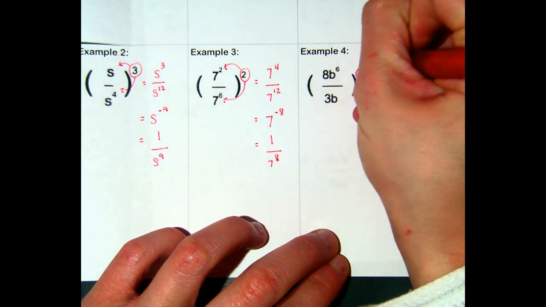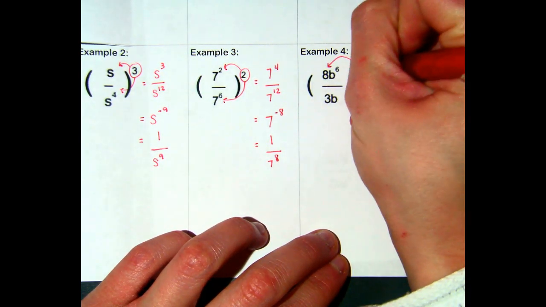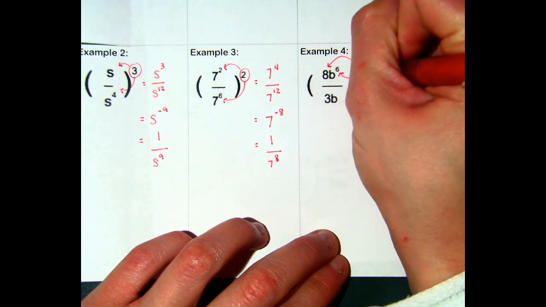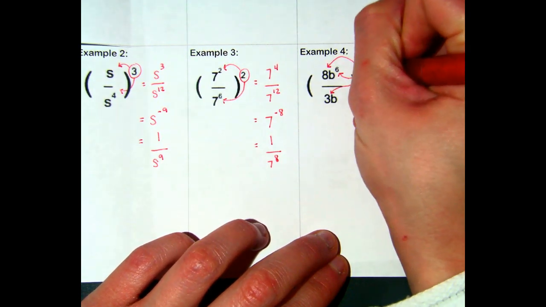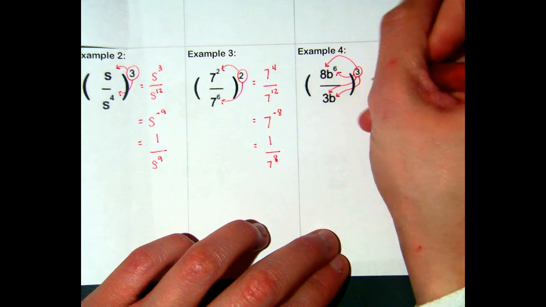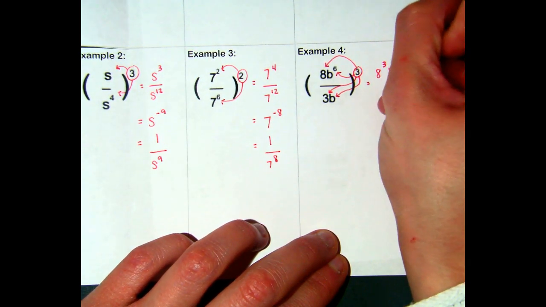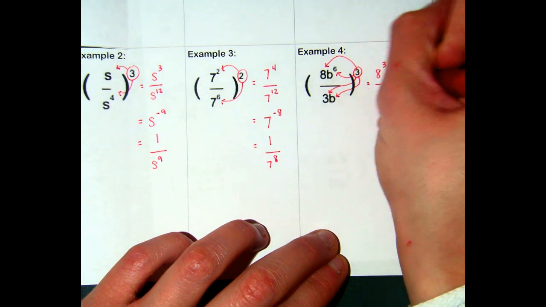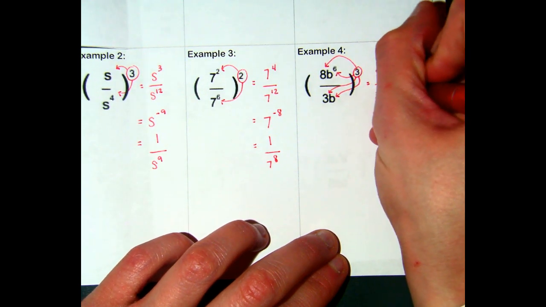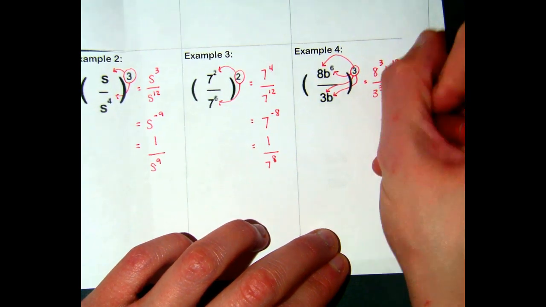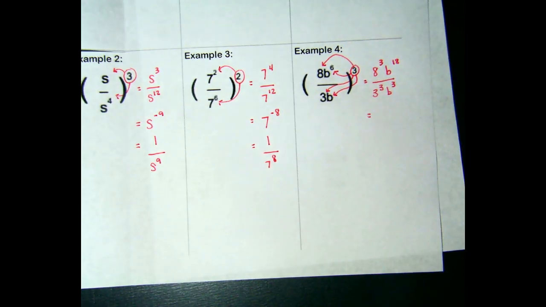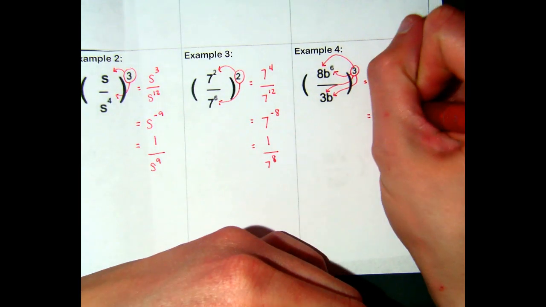Alright, this one, you need to make sure that you place the exponent, or distribute it, if you will, to everything inside, every piece. That means it's 8 to the 3rd, b to the 18th, 3 to the 3rd, b to the 3rd. I am going to go ahead and find out what 8 to the 3rd is, because I might be able to simplify 8 to the 3rd and 3 to the 3rd. I'm not sure if I will or won't.